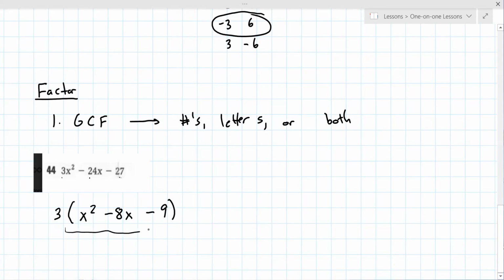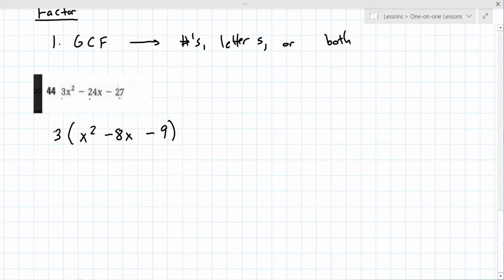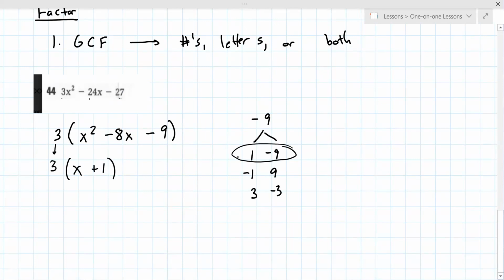Now I could have given you this problem previously because you know how to factor these now. You know to find two numbers that multiply to -9 but add up to -8. This 3 though, it just hangs out on the outside. So two numbers that multiply to -9. So we have options here. It's 1 and -9, -1 and 9, 3 and -3. Do any of these add up to -8? Yes, the first one there. So this 3 just stays on the outside. Then x plus 1, x minus 9.